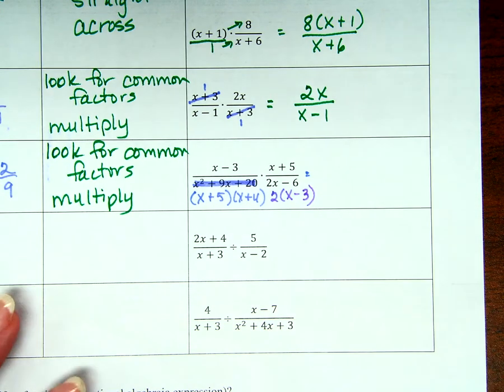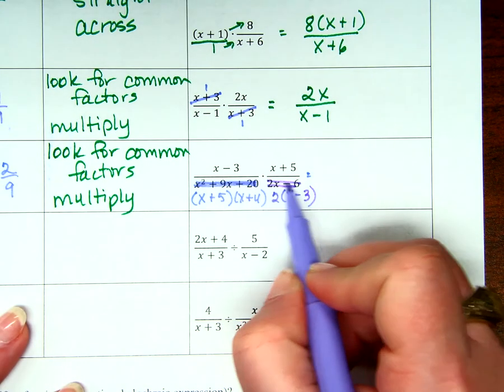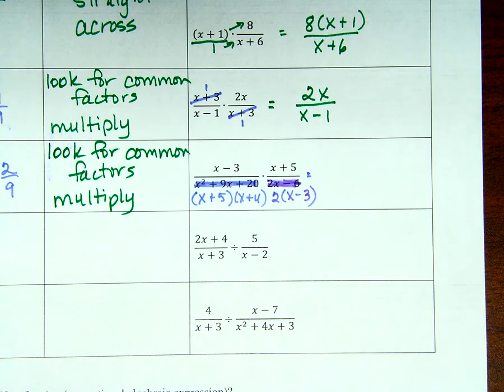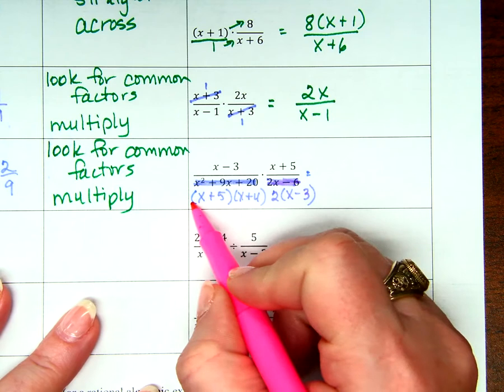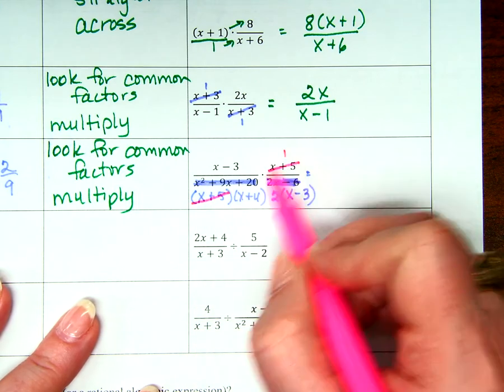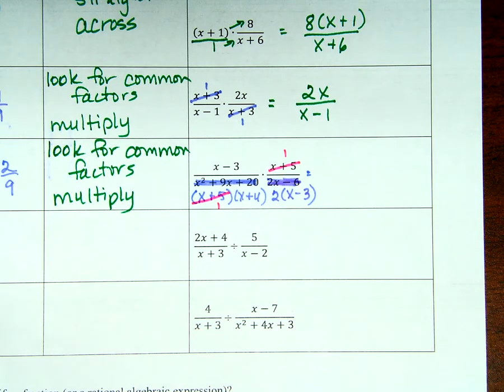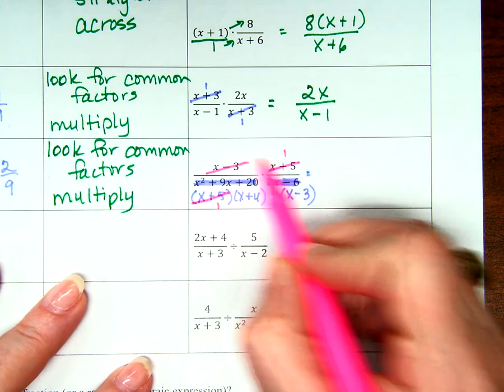X minus 3, right? So I've simplified the denominator of that fraction as well. So now what can I do with what is left? Tell me what you wanted to do with the x plus 5. Yeah, there's 1 in the denominator and 1 in the numerator. So they simplified to a 1. Is anything else able to simplify? X minus 3.